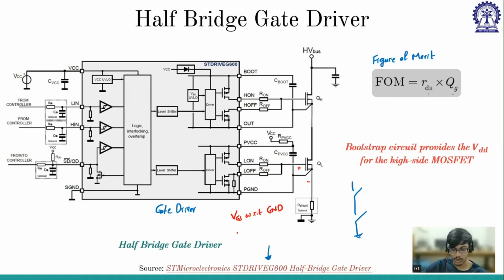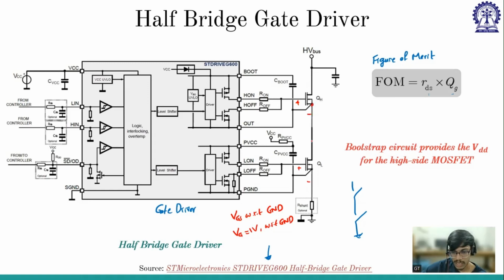Isn't it? You are talking about the low side, right? Yes, I'm talking about the low side. So VG, say 0.7 or 1 volt, is with respect to ground, right? Yes. Now if I talk about VGS here, this source is floating.